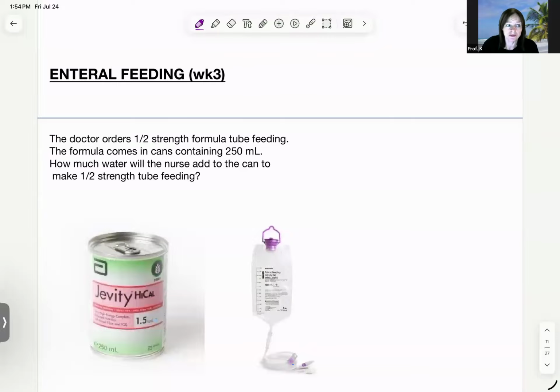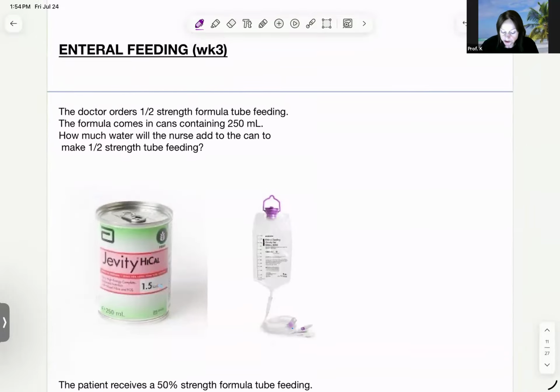But in the meantime, while we're waiting for surgery, we got to feed them something, right? I don't want to starve my patient. So we give them enteral feeding through the tube in their nose. But whatever they have, we have to be able to figure out how to administer this feeding. So doctors will write orders. You don't see this too often anymore, but it still happens. So we want to make sure you understand the process. So doctors will write orders to dilute the feeding.